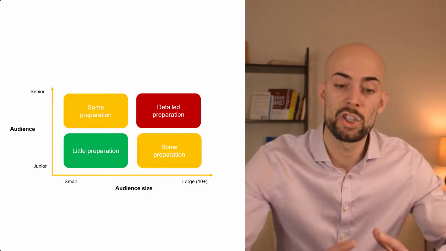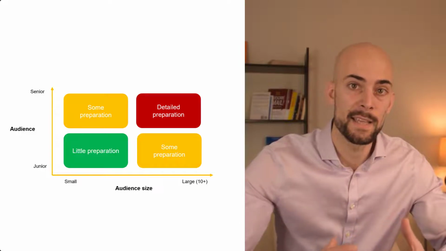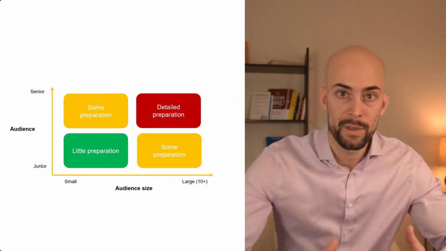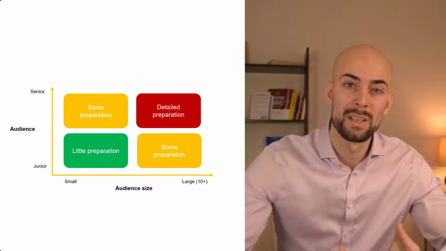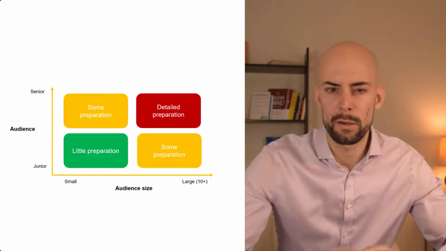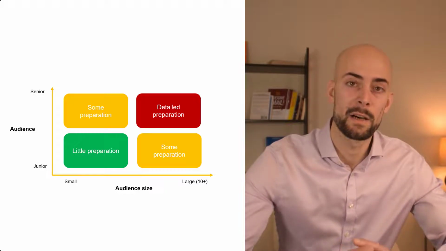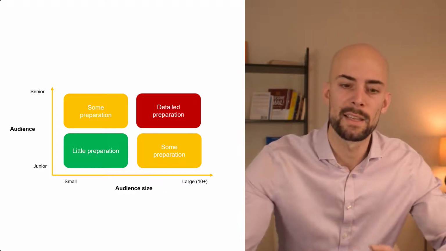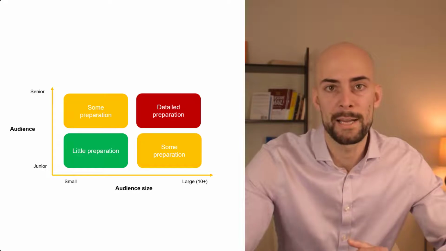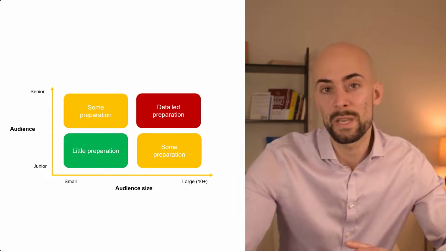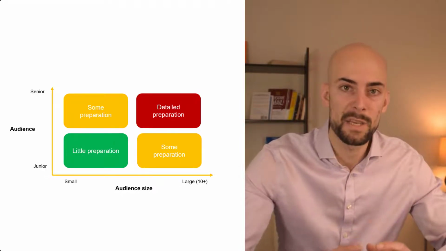So on the right-hand side, a large audience, and all the way up, senior. If it's a large and senior audience, let's say an executive team or a presentation to the board, you're probably spending days or weeks preparing for those types of meetings. Typically you would only have those once a month. That's at least how I think about it. These red meetings at the top right, you would probably only have once a week or once a month, but they are really important.